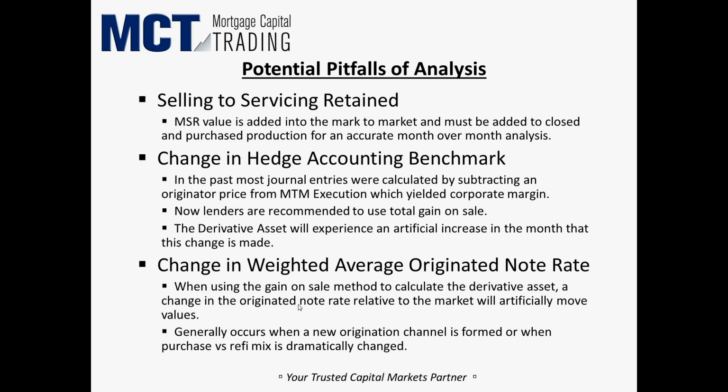And then this is specific to benchmarking your gain on sale to total gain on sale, I should say. The change in the weighted average originated note rate. So if you begin to, for whatever reason, change your originated note rate relative to the market rate, that's going to artificially change these numbers because again, we're benchmarking off of par, using the gain on sale method here.